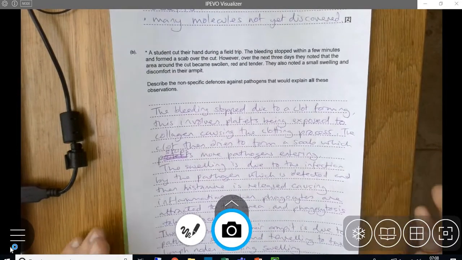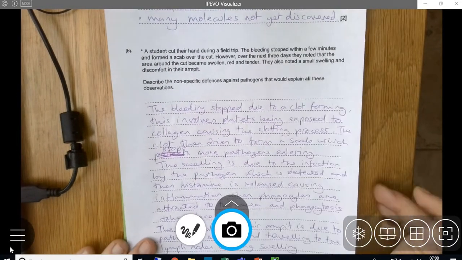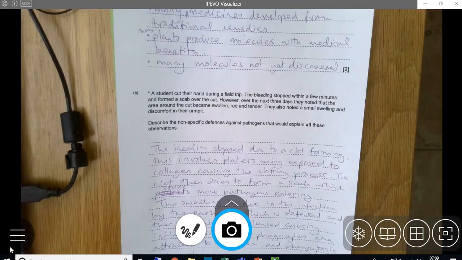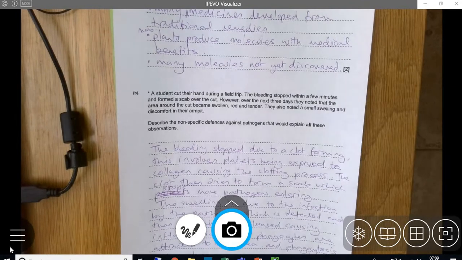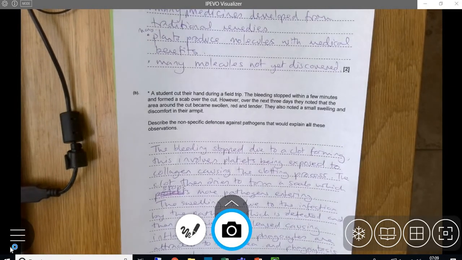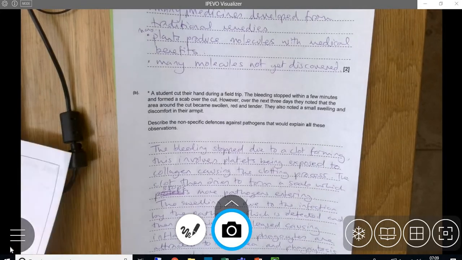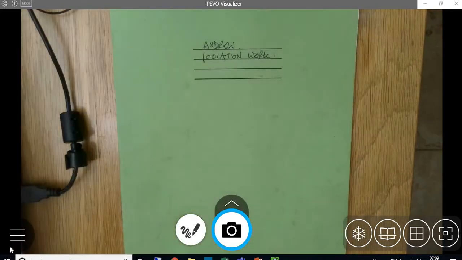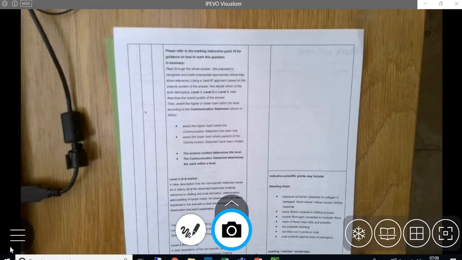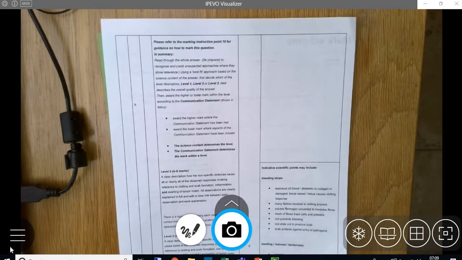Now, I'm pretty happy with that answer. Do I think it's 6 marks? Maybe, maybe not. I'm going to look now with you at the comprehensive mark scheme for this. This is what is going to be used to help us mark.